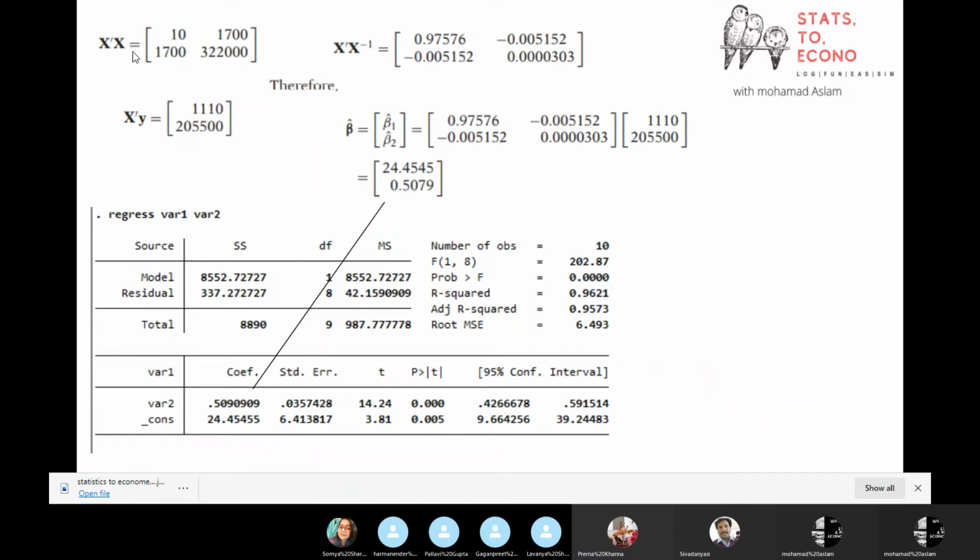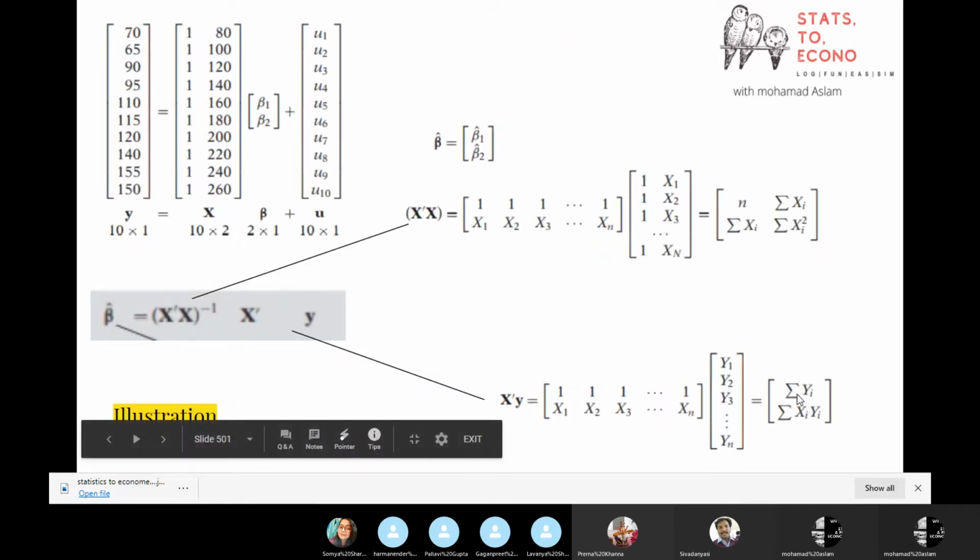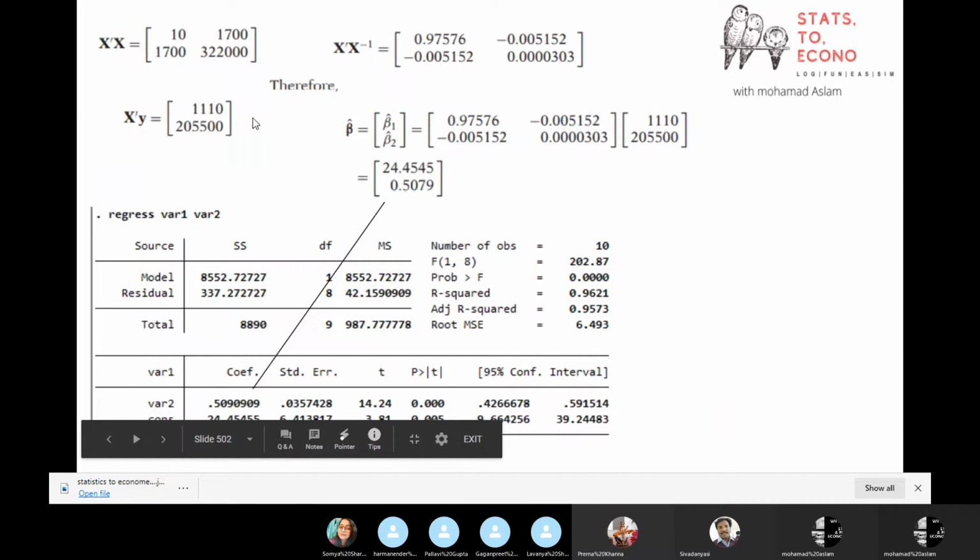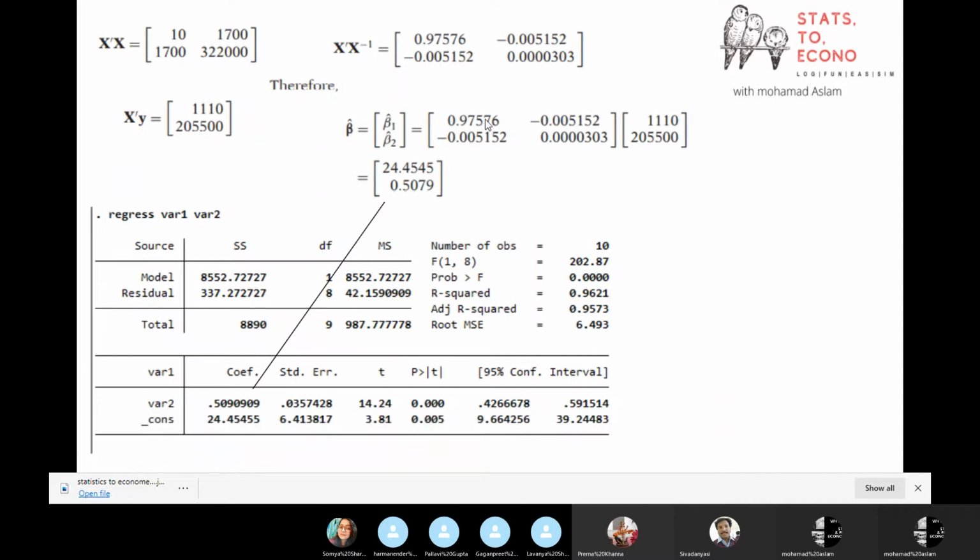So this is our x transpose x, and its inverse you have to solve. It's not that we solve this with the determinant and all. Then you have to solve this inverse. This is our right hand side value, the x transpose x multiplication part. Now the beta hat value is x transpose x inverse multiplied by x transpose y. Now from where are these values coming? This is summation y, summation xi yi. So these values are these ones. If you put these in the formula, this is the x transpose x inverse matrix multiplied by the x transpose y matrix, so you will get this answer.